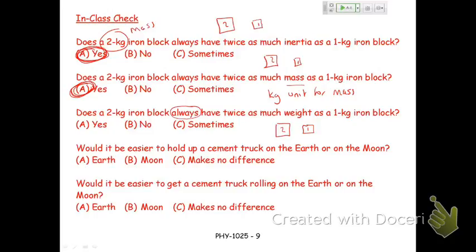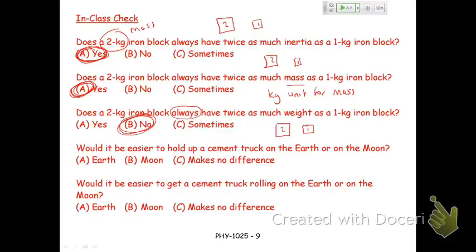So now the mass does not depend where either one of these two are. You can put one of these masses on Pluto and the other one on Earth and they've still got the same mass. You can put one on Alpha Centauri and one on the Earth and it's going to be double the mass, double the inertia. But you will not have double the weight. So this is a no. Does it always? No, it does not always.